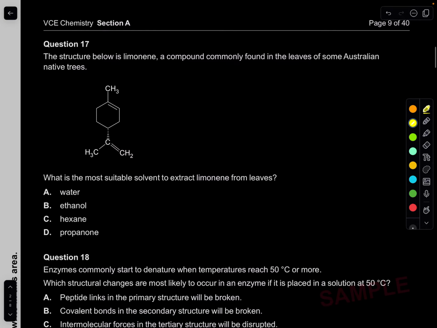Question 17. The structure below is lignin, a compound commonly found in the leaves of some Australian native trees. What is the most suitable solvent to extract lignin from leaves? Ooh, alright. So this is actually new in the study design. It's actually called solvent extraction. So, how does solvent extraction work?